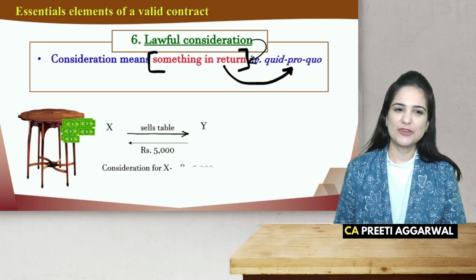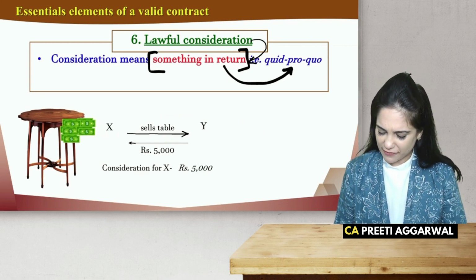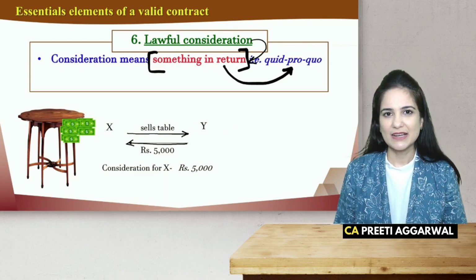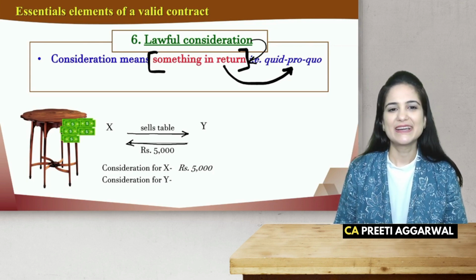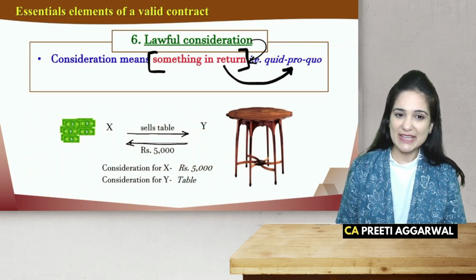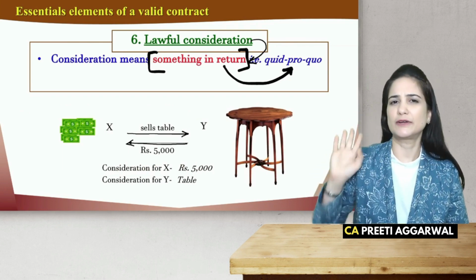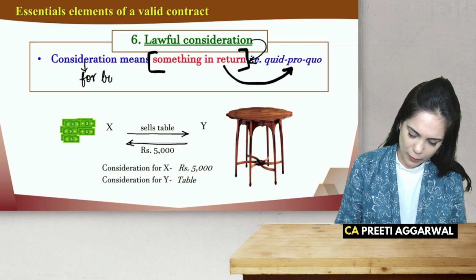Money. So, consideration for X is 5,000, money. If Y is giving money, what is he getting in return? Table. So, what is the consideration for Y? Table. So, yes, there must be consideration for both the parties. Only then it will be a valid contract. So there must be consideration for both the parties.